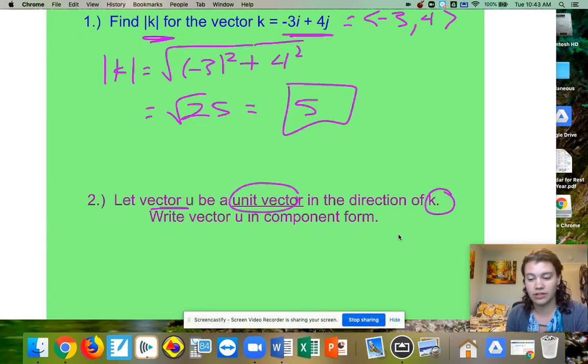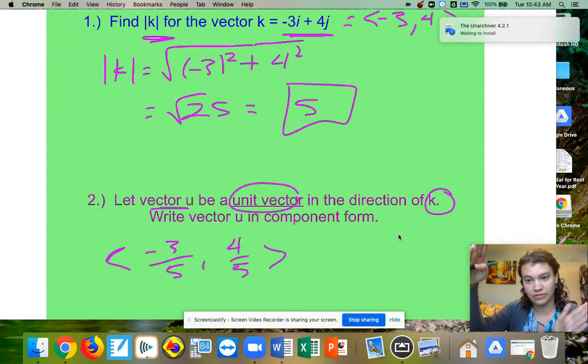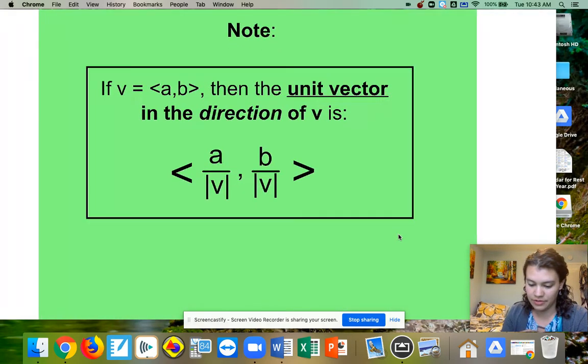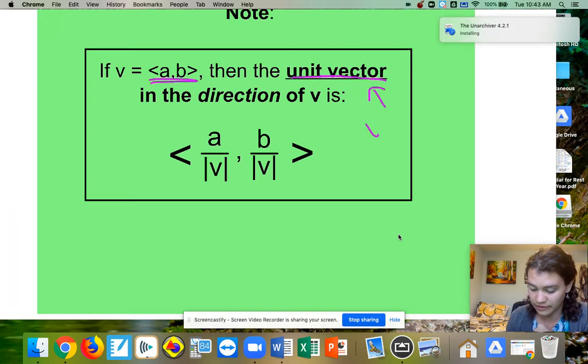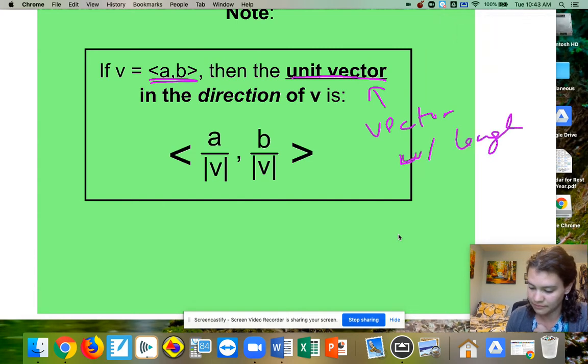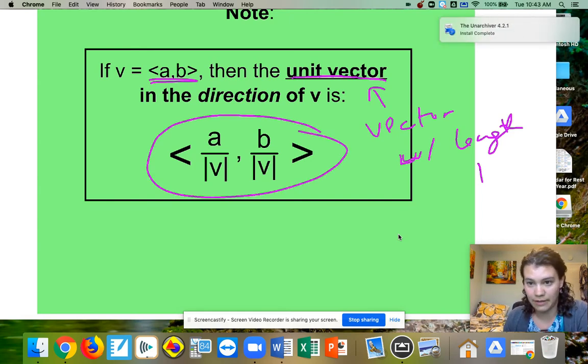Okay, so let vector u be a unit vector in the same direction of k. So we want to figure out what vector would go the same direction, but instead of being length 5, it's going to be length 1. How you can do this is you can take your original vector and just divide by the magnitude. That then is going to scale your vector of length 5 down to a vector of length 1. So here is your note. If you have a vector AB, the unit vector, or vector with length 1, is going to be this. So find your magnitude, divide your original vector by that magnitude.